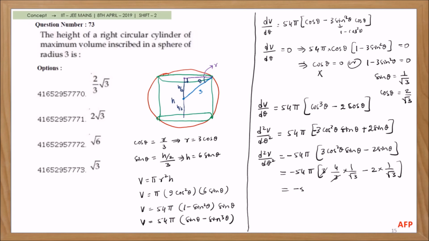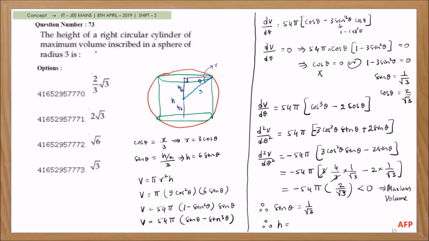So here a negative part is there, pi, and here 2 times root 3 by 2, so which is always negative. So if double differentiation is a negative, it has maximum value. So therefore you can write sine theta is equals to 1 by root 3. Okay, so therefore we will substitute in h here.